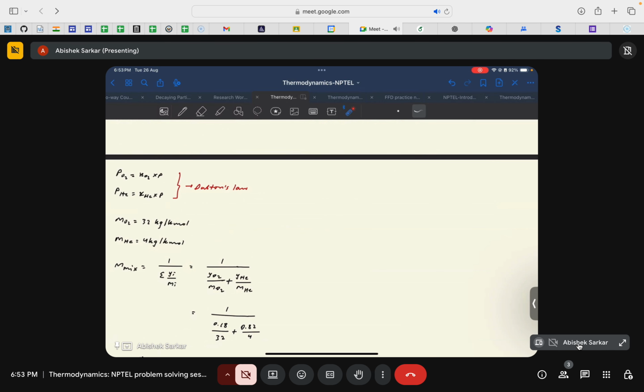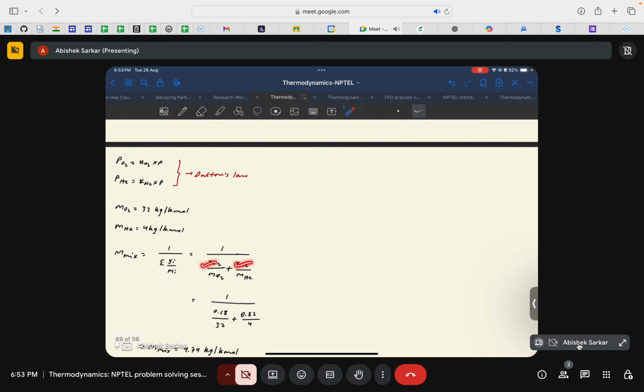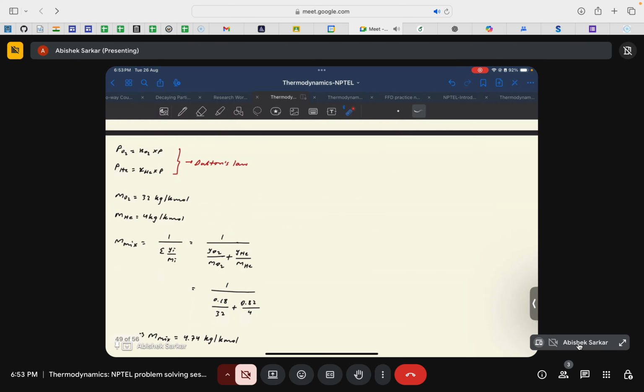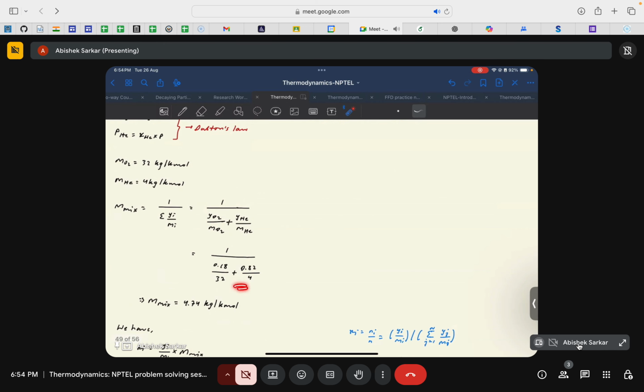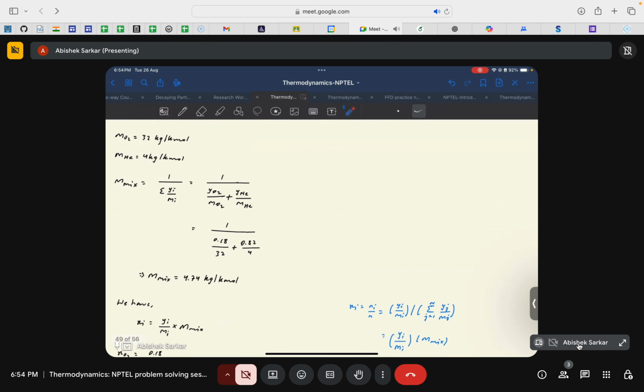So the molecular weight of the mixture is given by 1 by summation of yi divided by mi. All these terms you already have: YO2 we know, YHE we know, MO2 we know, MHE we know. So you can easily find the M mix, that is 1 by 0.18 divided by 32 plus 0.82 divided by 4. If you do that, you will get the molecular weight of the mixture to be 4.74 kg per kilomole.